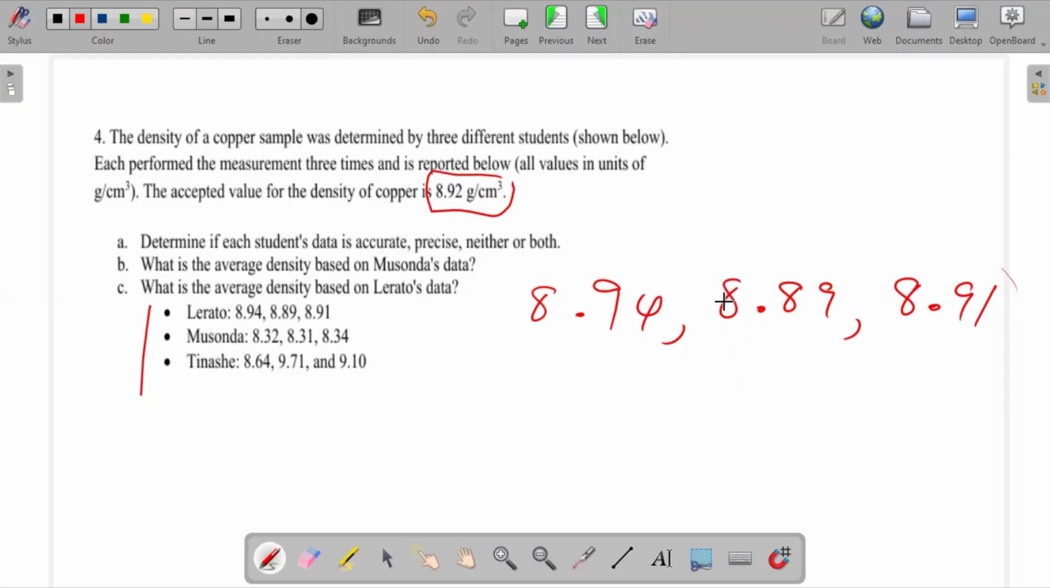They are not close, because there's 8.89 and then we have 8.94 and then we have 8.91. It's not close, guys. Especially 8.89 and 8.94. The difference is fine if you round off. If you round off to the nearest tenth, it's close.